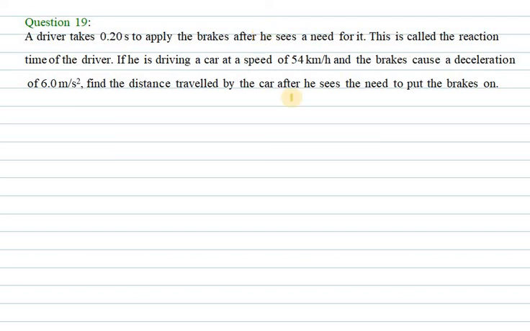So in this, what we are given is the initial velocity, that is 54 km per hour, and we are given the time, that is 0.2 seconds, and the deceleration, that is 6 meter per second square. The next thing we are given is the final velocity, that will be 0 because it comes to rest, so 0 meter per second. Then we are given u, that is 54 km per hour.